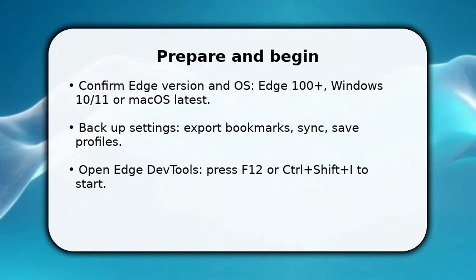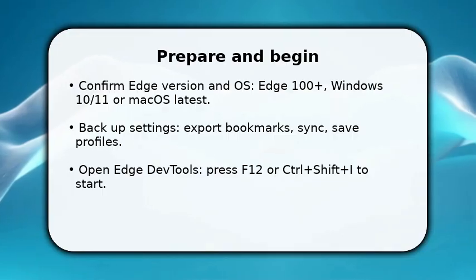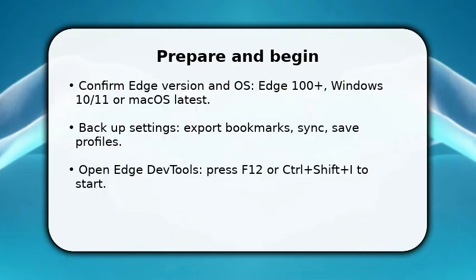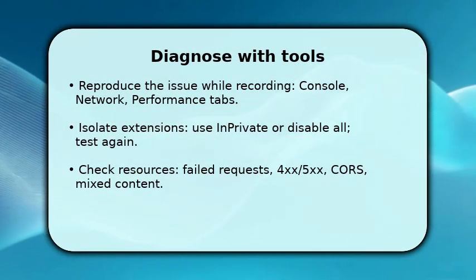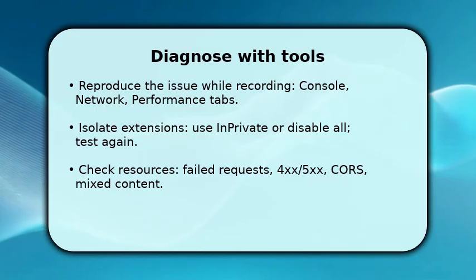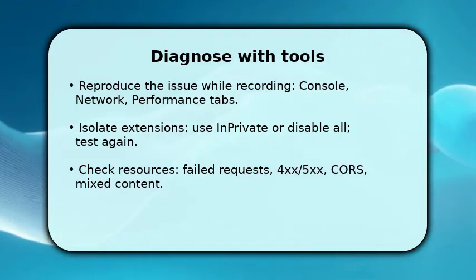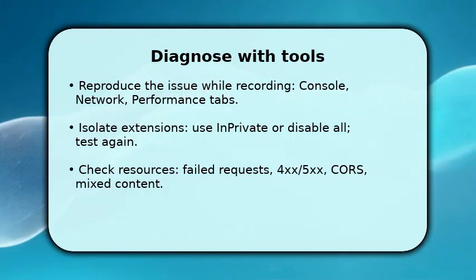You now focus on diagnosis with methodical tests and elimination. Reproduce the issue while recording console, network, and performance so you capture errors and timing. Then isolate extensions by using in private mode or disabling all extensions. This reveals interference. Next, inspect failed requests for 4xx or 5xx statuses, CORS failures, or mixed content. These explain many Edge behaviors.